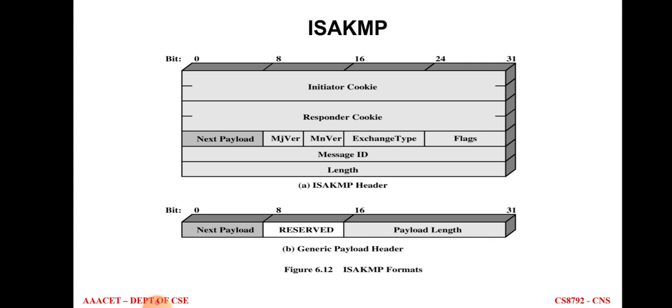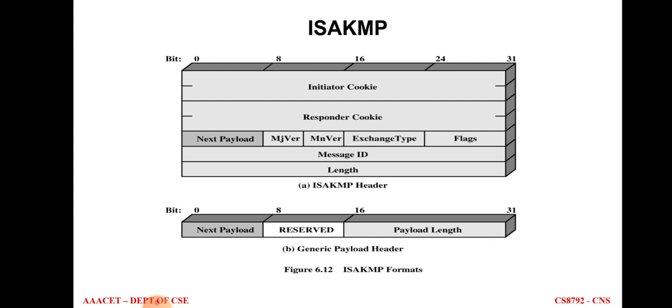The next one is flags. It has a length of 8 bits. Usually only 2 bits have been defined so far, but here it is 8 bits. The encryption bit is set if all payloads following the header are encrypted using some encryption algorithm. The next one is message ID, with a length of 32 bits. It is the unique ID for each individual message. The final one is length, a 32 bit value used to indicate the length of the total message plus the header in octets sent from sender to receiver.